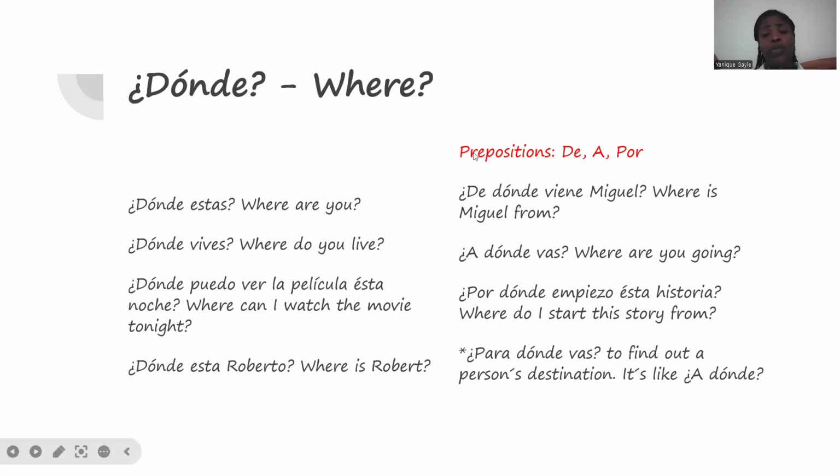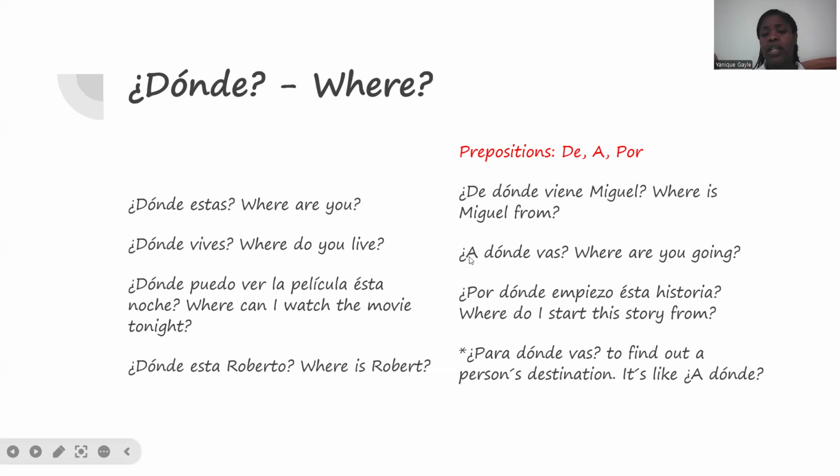¿Dónde can also be used with a few prepositions. Not all of the ones compared to quién and qué, but we have de, a, or por. ¿De dónde viene Miguel? If you want to find out where a person comes from, this is the question that you would ask. ¿De dónde? De is like saying from where does Miguel come? That's the construction of the sentence in Spanish. But in English, we would ask, where is Miguel from?